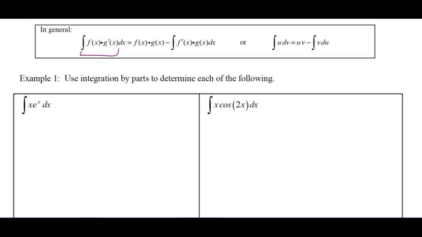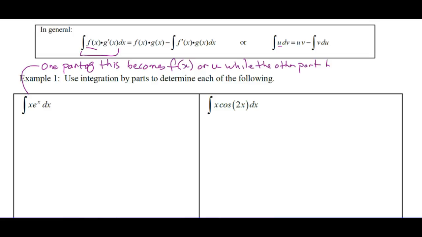So one part of this, up here we just say, look, one part of this becomes f of x or u, right, using this, so it's f of x or u. Well, the other part becomes g prime of x or dv.